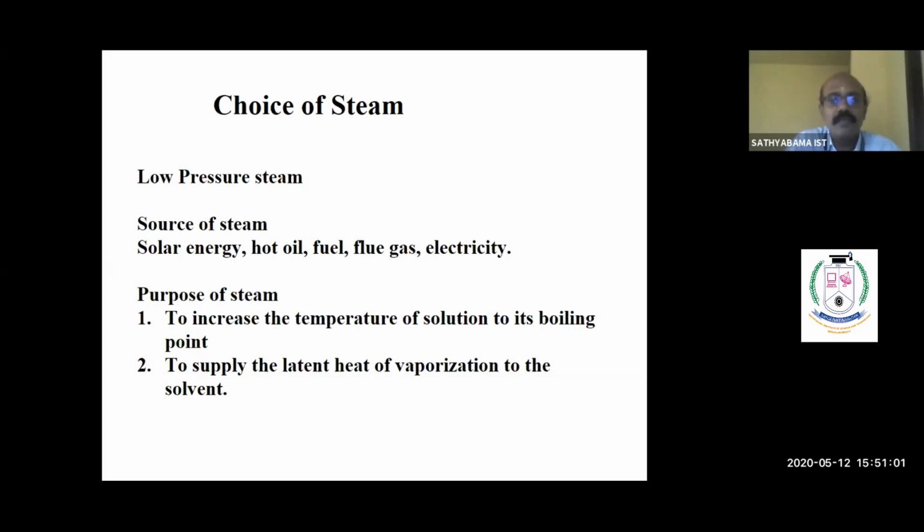The purpose of steam is, first, to increase the temperature of the solution to meet its boiling point so that the rate of evaporation can be improved and hence the product can be recovered. Second, to supply the latent heat of vaporization to the solvent.